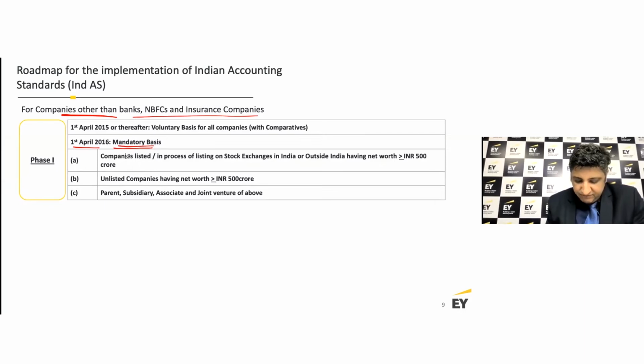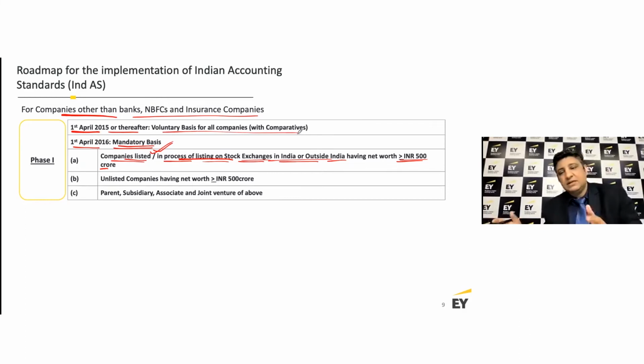Okay. So any listed companies, or companies in the process of getting listed, with a net worth of rupees 500 crores or more, were mandatorily required to follow Ind AS starting 1st of April 2016. Okay. It was not mandatory prior to that, so it was all voluntary. Of course, when you say it's voluntary, not many takers were there. People were still trying to understand whether they would want to go for it. So it was not something observed in practical life.